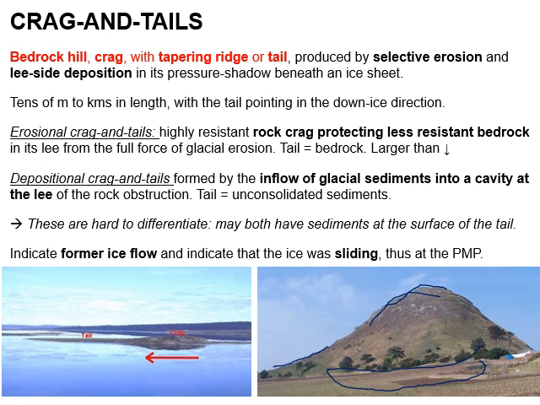So crag and tails always have the crag at the front and the tail at the back side, so the downstream side, and they only form under ice sheets that were actually sliding. So we know that this ice sheet was at the pressure melting point.